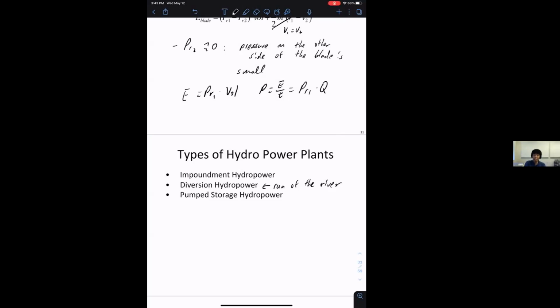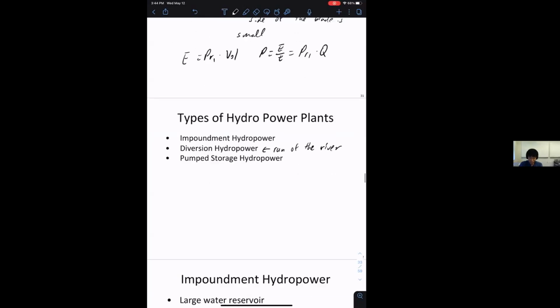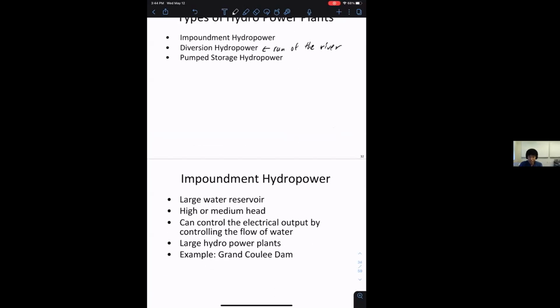And you actually see this in the state of Washington. Puget Sound Energy has some divergent hydropower, where you find some small river and just put some turbine across it. And then we'll look at pump hydro storage, where you pump water back up the hill as a form of storage.